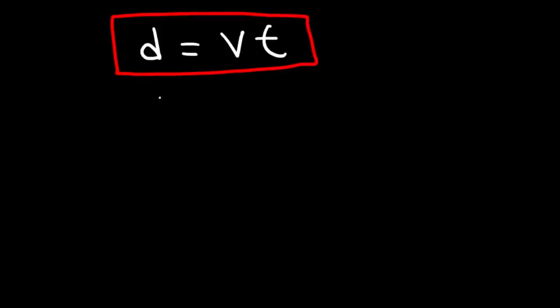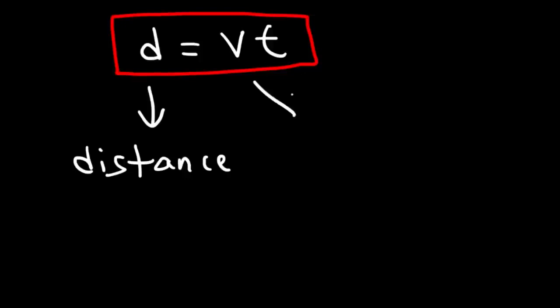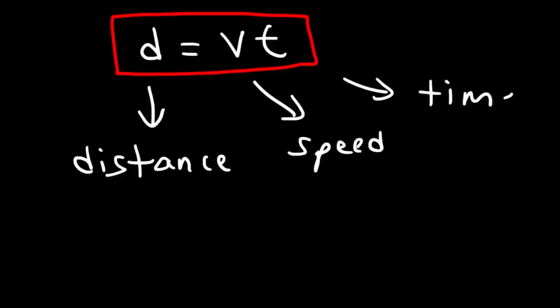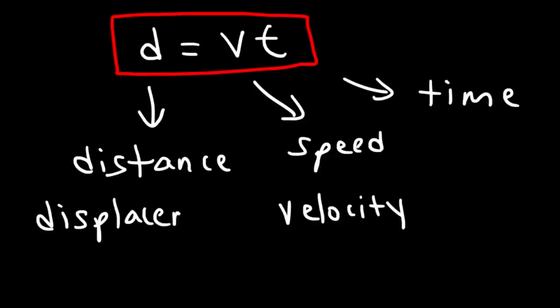Now, there's a formula that you need to know, and it's D is equal to VT. In this equation, D represents distance, V represents speed, and T represents time. Now sometimes with this formula, you could use velocity for V. And if you do so, then D will no longer technically be distance, but it's going to be represented by displacement. And so you could use that simple formula in many different ways.